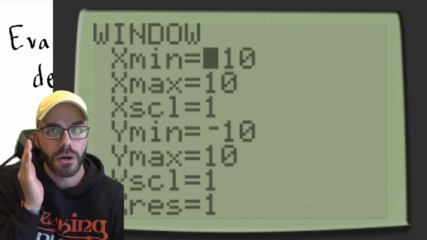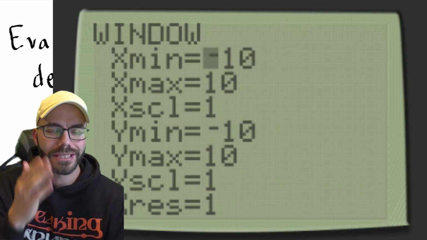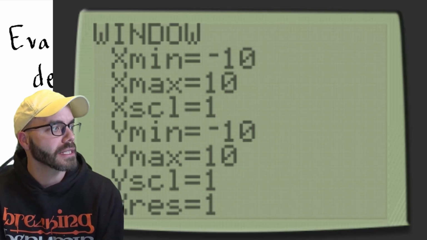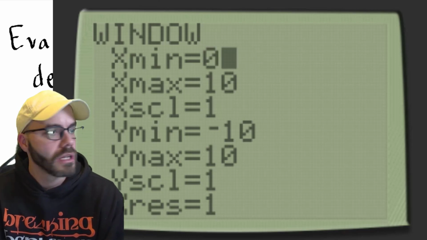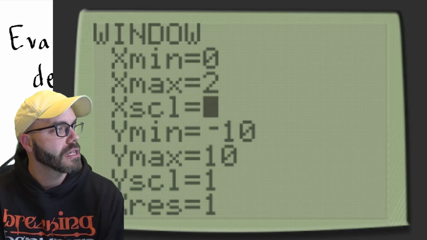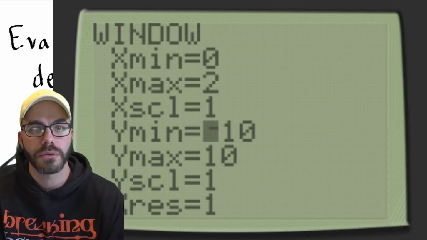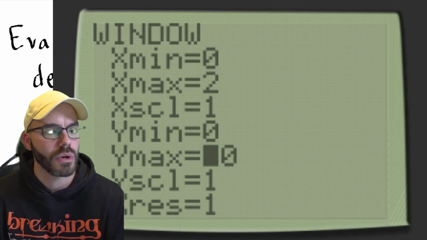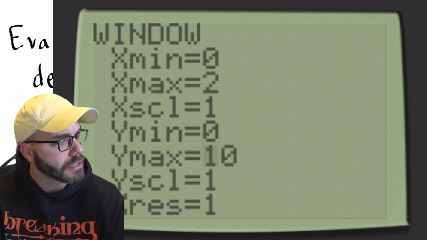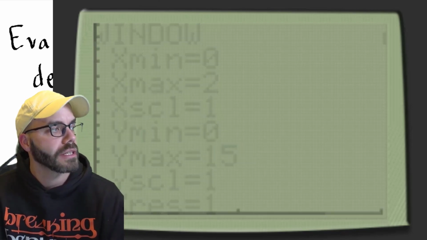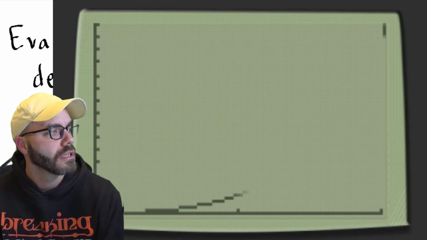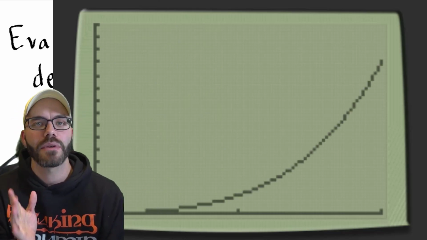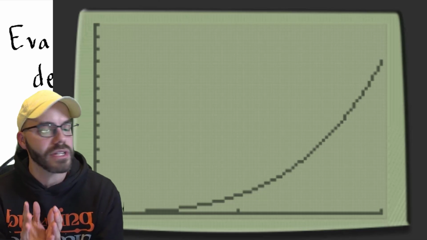All right, so let's go to window. I'm going from 1 to 2 on my x-axis, but I still want to see the y-axis. So I'm going to say x min 0, x max 2. Y min we'll take from 0. Now we at least want to see 12, so let's go up to 15. Now let's graph. Now we have a better picture of the area that we're looking for.